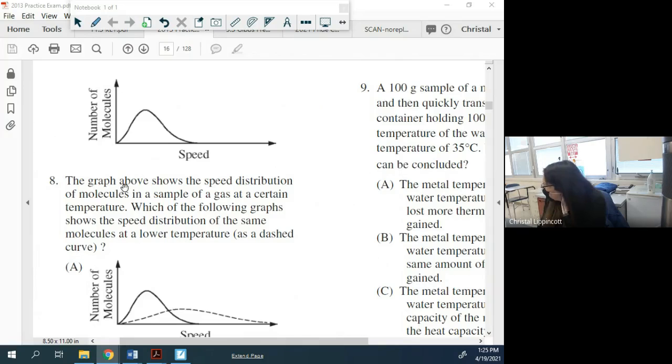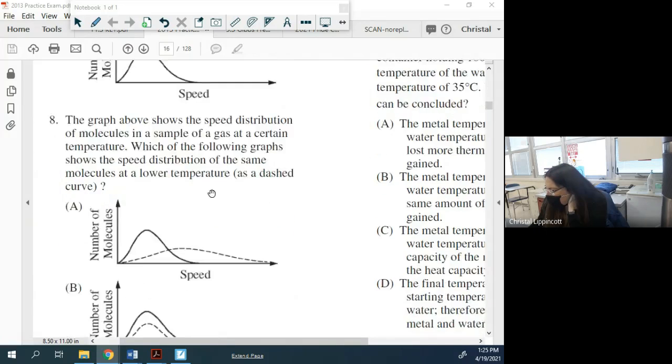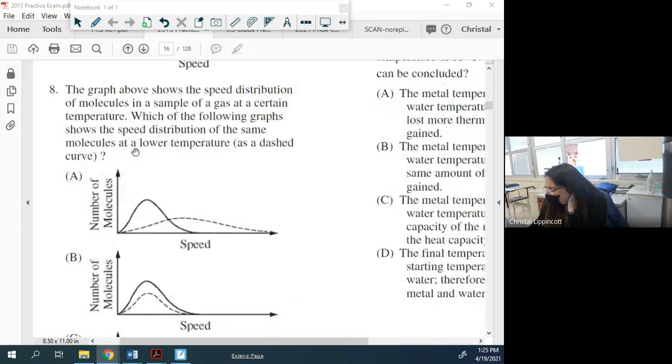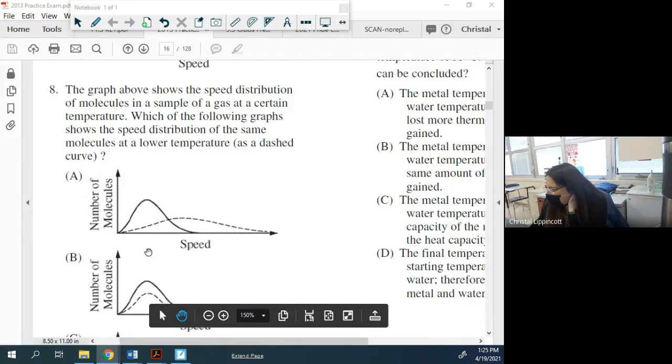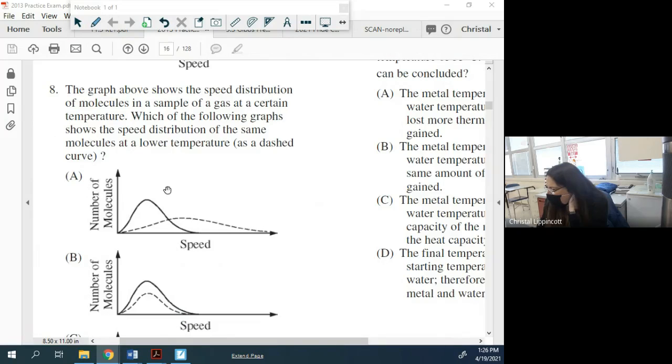Good? All right. So here we've got our distribution. They're going to show that to us again. Now, if the temperature goes up, that would indicate a graph that would look similar to this. We would have more things at this end. But lowering the temperature, no.